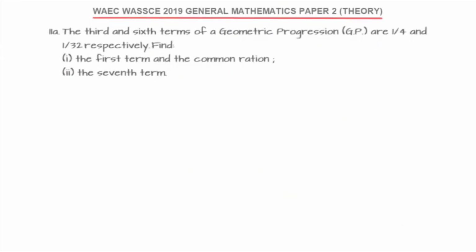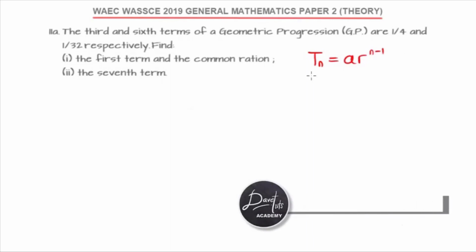The third and sixth terms of a geometric progression, a GP, are 1 over 4 and 1 over 32 respectively. We are to find the first term and the common ratio, and we are to also find the seventh term. Now, for a GP, the nth term is generally given as AR raised to power n minus 1, where A is the first term and R is the common ratio of the geometric progression.